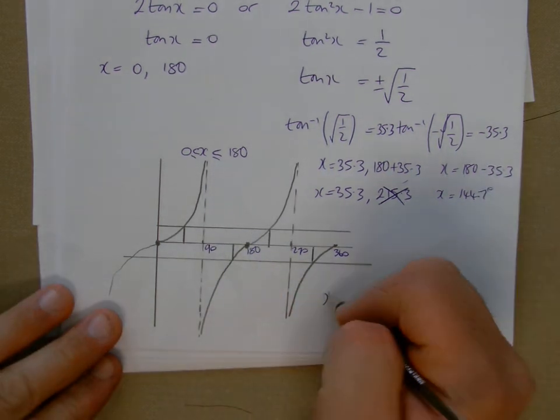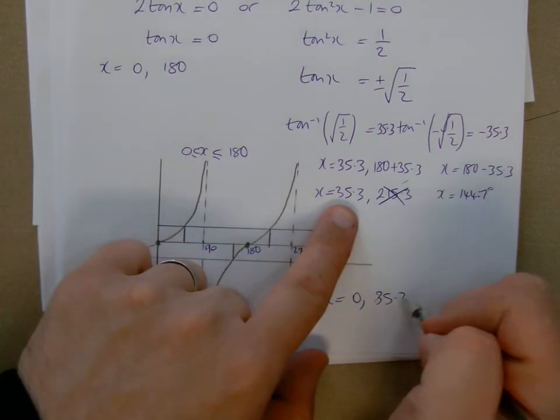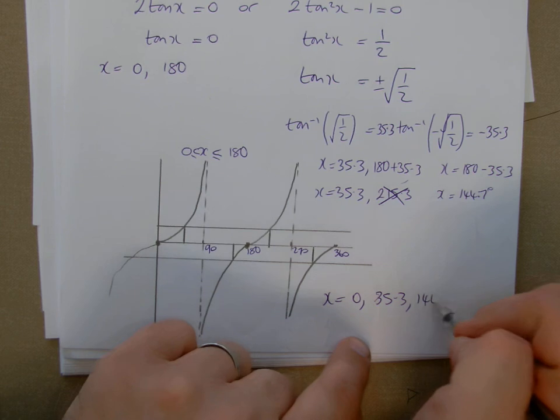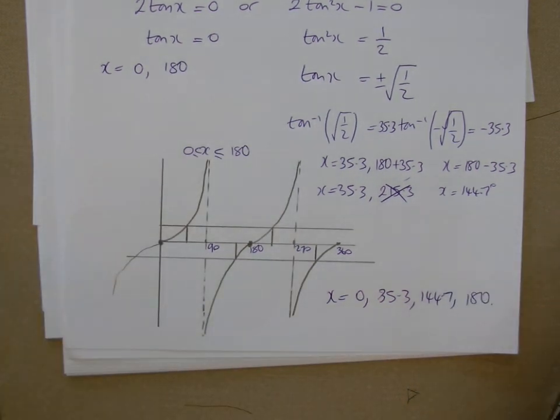So to conclude, we've got our results 0, we've got 35.3, we've got 144.7, and we've got 180. Those are all of our results.